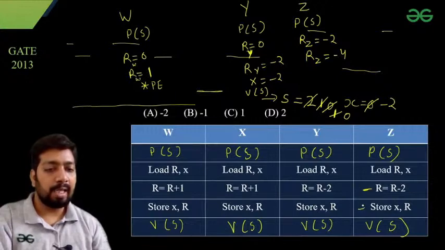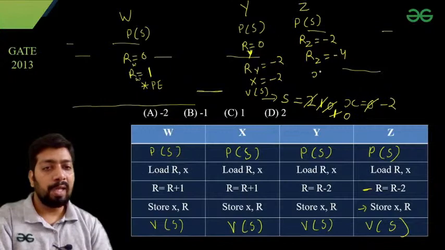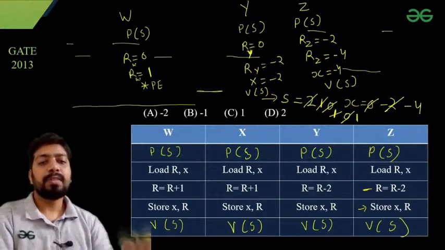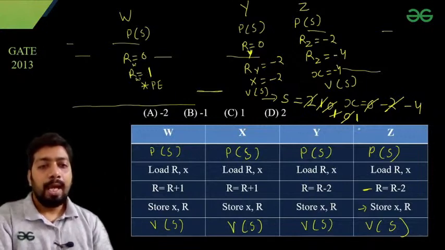And after that, it will execute the next instruction, store r to X. So the value of X is minus 4. And it completes its execution by performing the V of S operation. Now the semaphore goes to 1. Fine. Semaphore goes to 1.